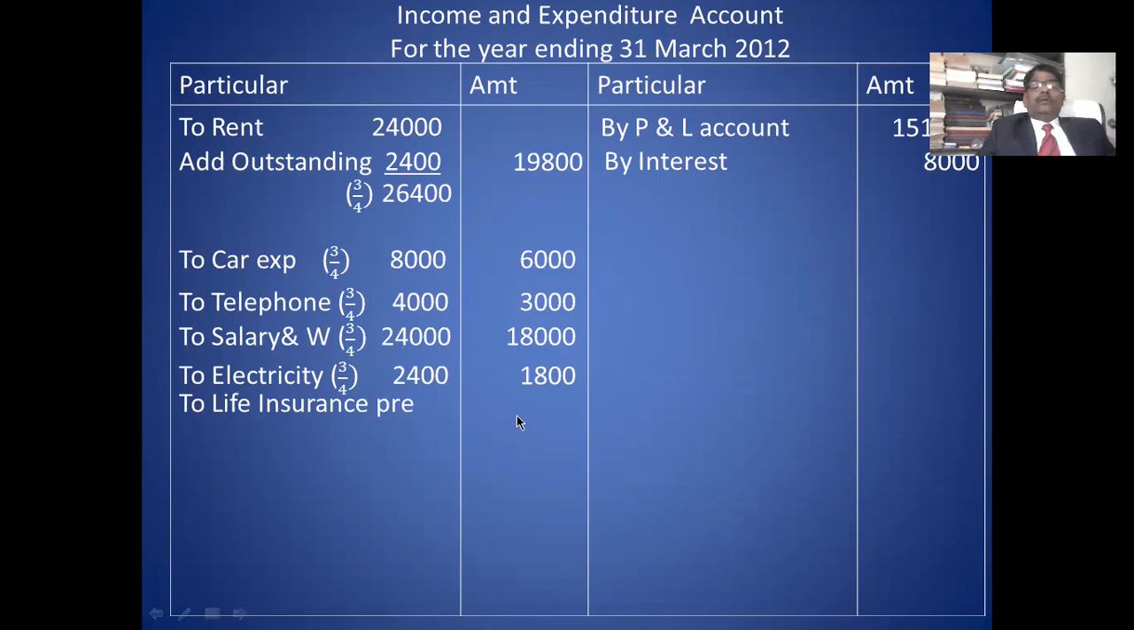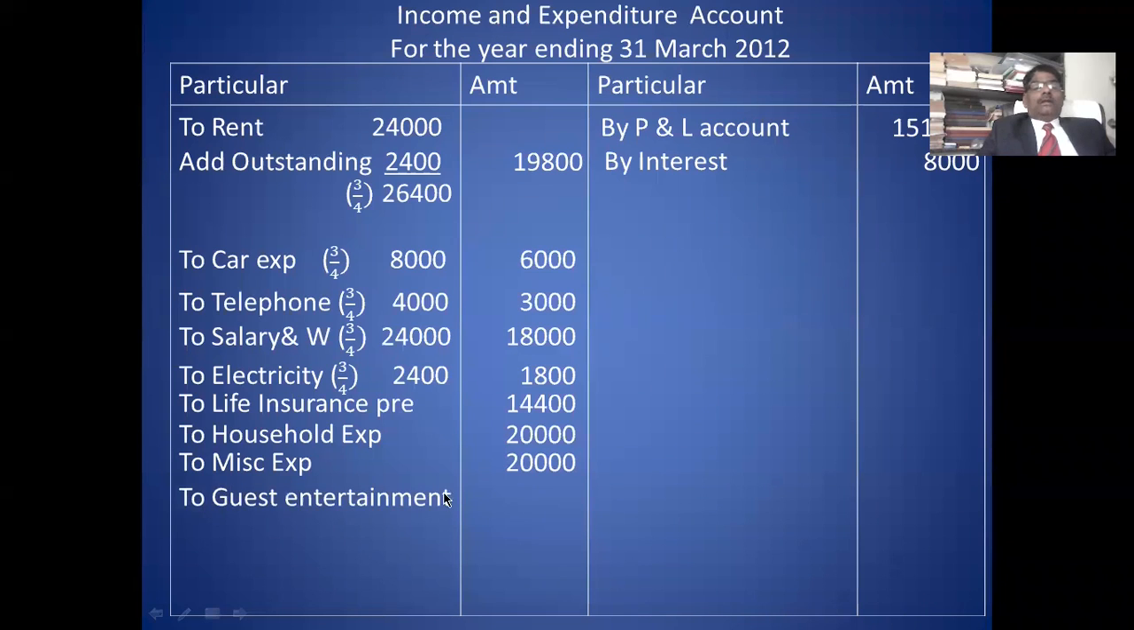Life insurance premium is purely related to household. Then household expenses 20,000. Then miscellaneous expenses of household is 20,000. Okay. Then guest entertainment is 10,000. Okay. School fee related to household. These are the household expenses purely. That means life insurance, household expense, miscellaneous expense, guest entertainment, school fee. These are purely household.